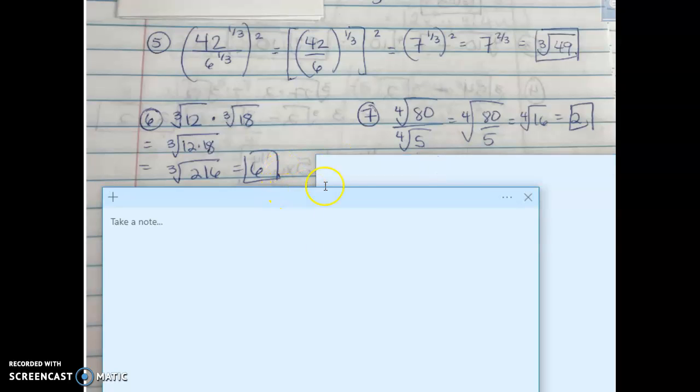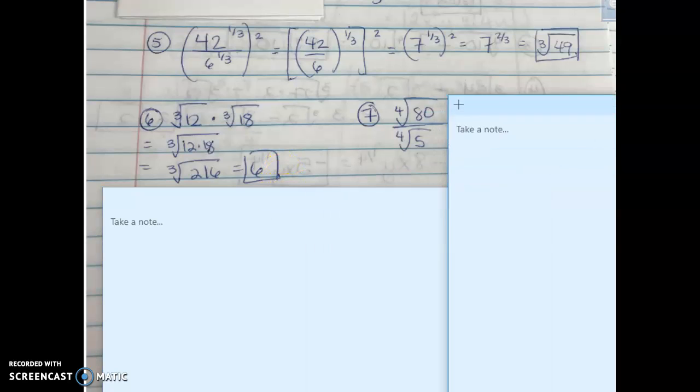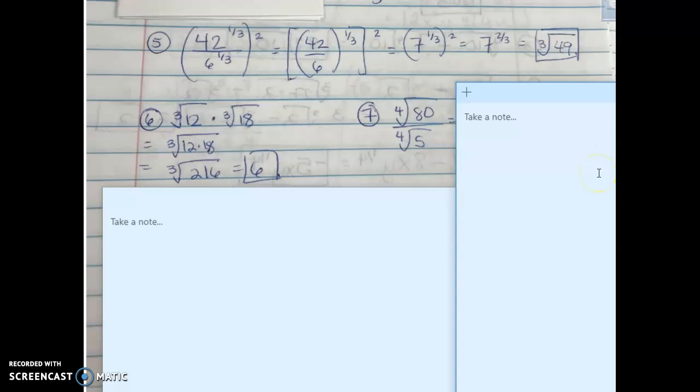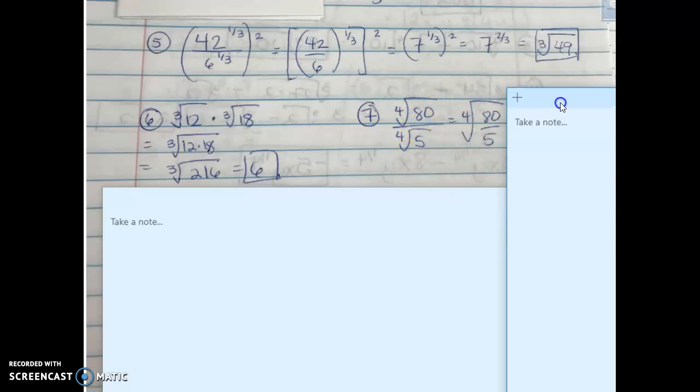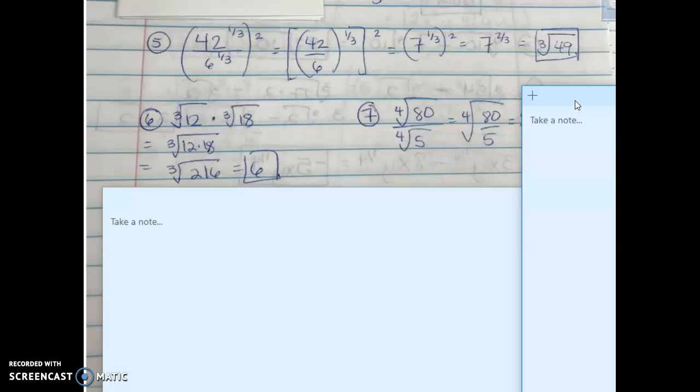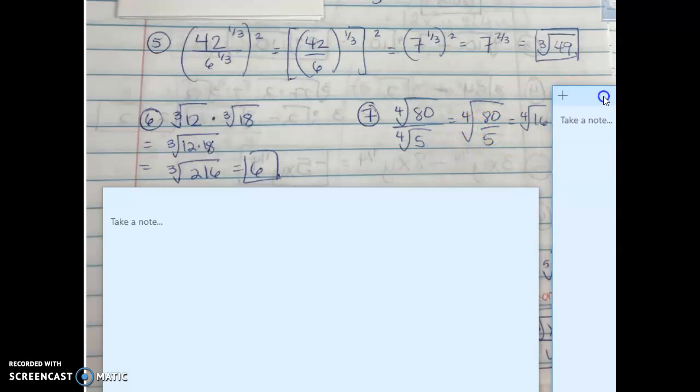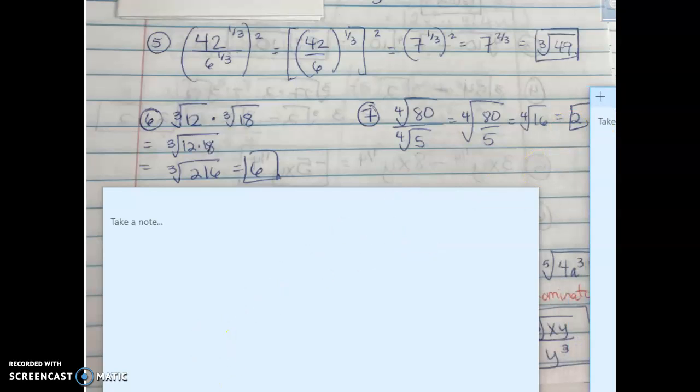And then for number 7, we have the 4th root of 80 divided by the 4th root of 5. One of your rules of radicals says that because these two have the same index on the radical, you can go ahead and make this one big radical and rewrite it as 80 divided by 5 with a 4th root on it. And so you would be taking the 4th root of 80 divided by 5. 80 divided by 5 is 16, and the 4th root of 16 is 2. So final answer is 2.